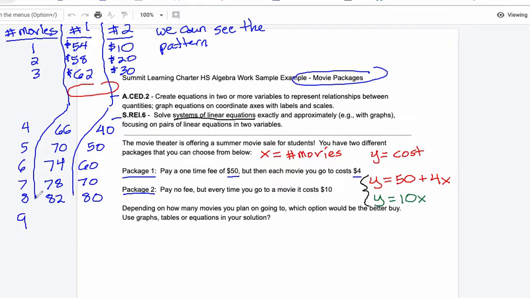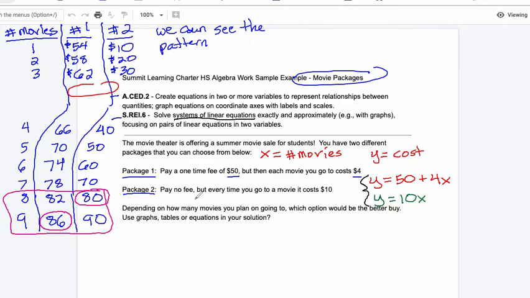When I go to 9 movies, let's see, package 1 is 82, I'm going to add 4 more, so it turns into $86. But package 2 now costs $90. So what have we found now? We found right here that here's kind of the flip-flop, right? If I go to 8 movies, option 2 is still cheaper. But if I go to 9 movies, package 1 is now the cheaper option. 86 is less than $90. If I keep going, that's kind of the flip-flop point.